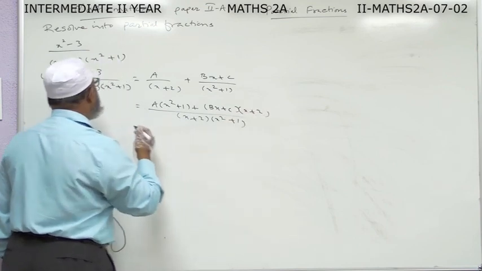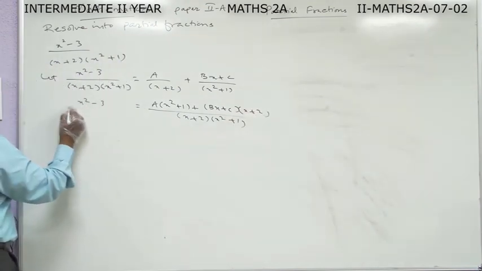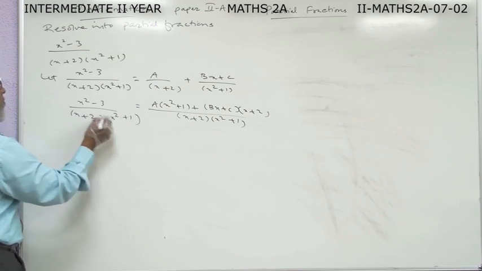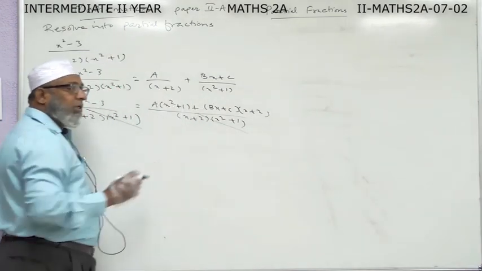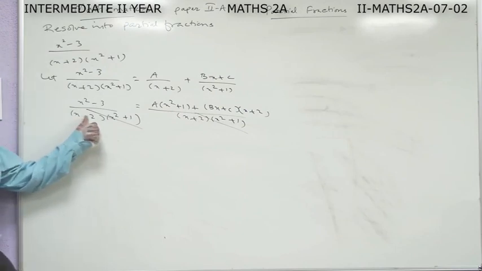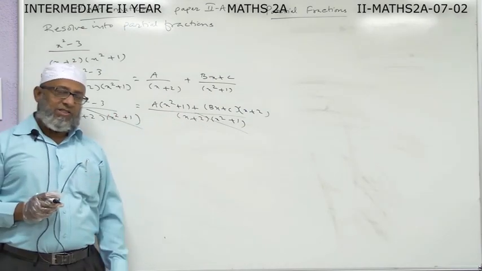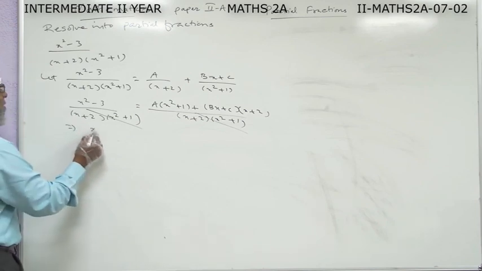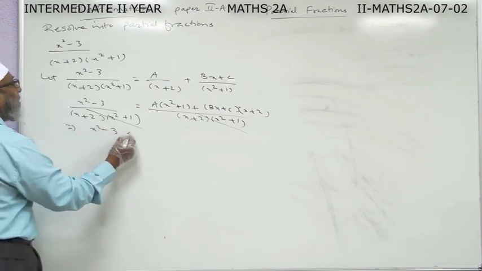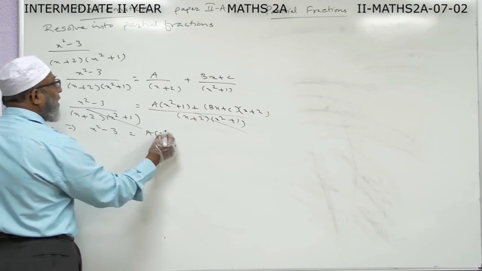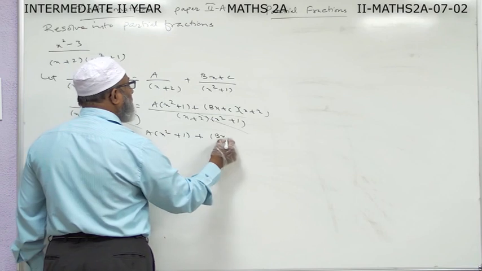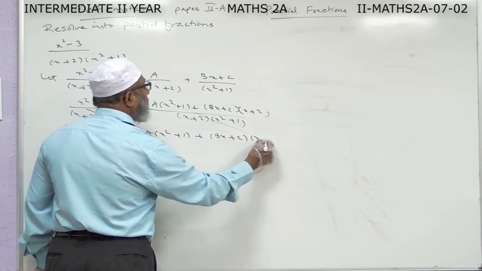On the left hand side, you have x square minus 3 into x plus 2 into x square plus 1. On seeing that the LCM of both sides will cancel each other, we cancel them. So the remaining part will be x square minus 3 is equal to A into x square plus 1 plus Bx plus C into x plus 2.